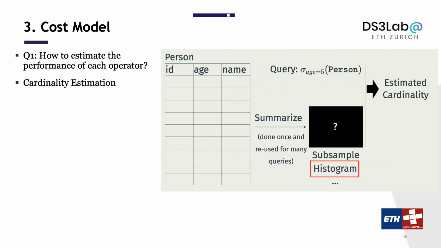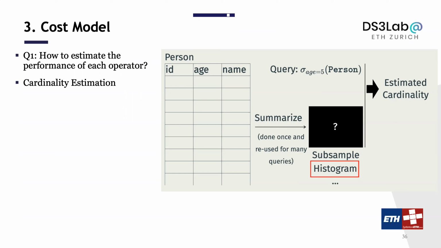So essentially, what's the problem? The problem is as follows. I have a relation on the left-hand side. For example, I have a whole bunch of persons, I have ID, I have age, I have name. I have one operator. For example, I want to select all the people who have age equals to 5.